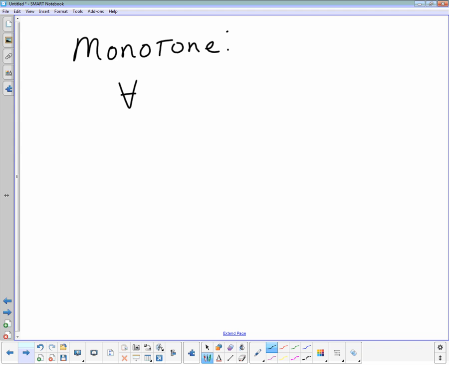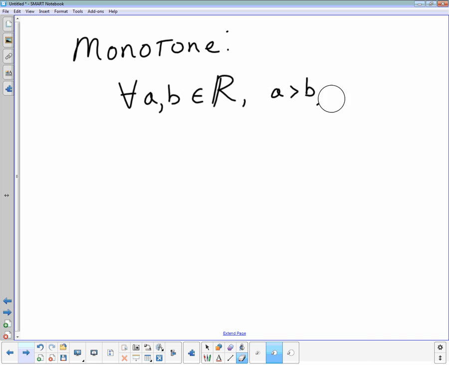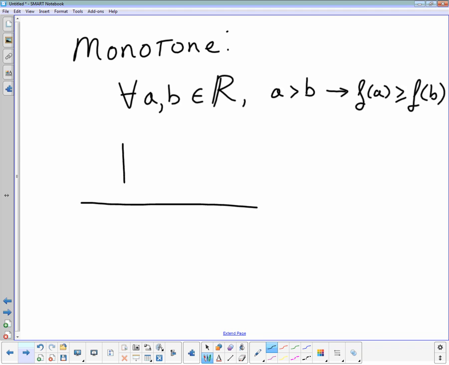I'm just going to simplify it this way. For all A and B elements of the real numbers, if A is greater than B, that implies that f of A is greater than or equal to f of B. So if we have 2 points, call them A and B, A bigger than B, then the function's value at A is bigger than or equal to the function's value at B. So that means it's growing.